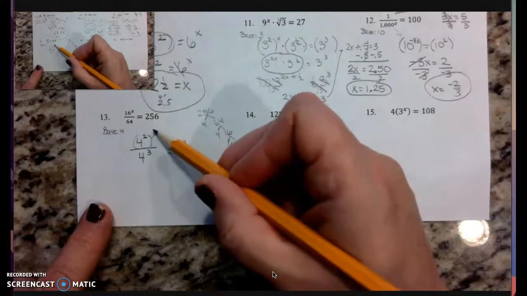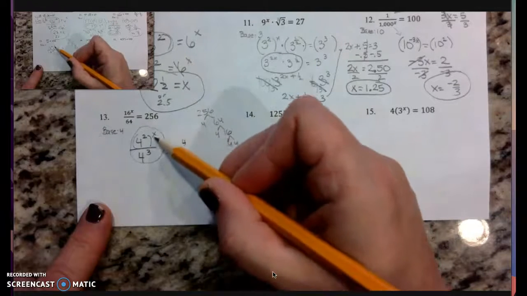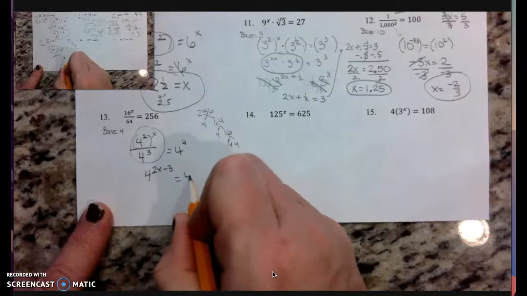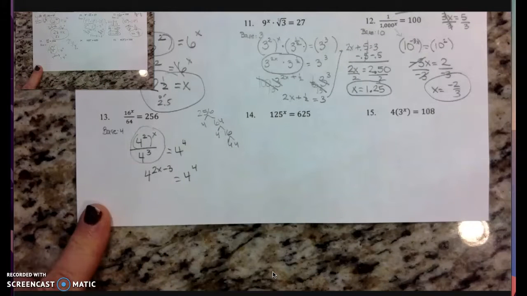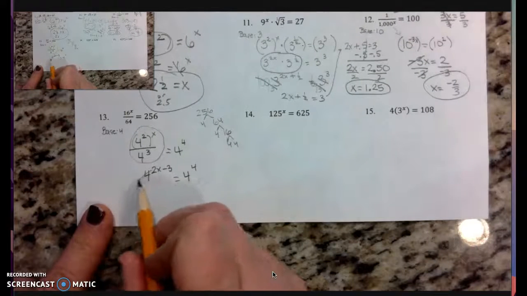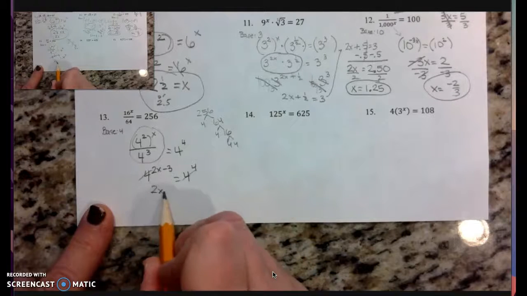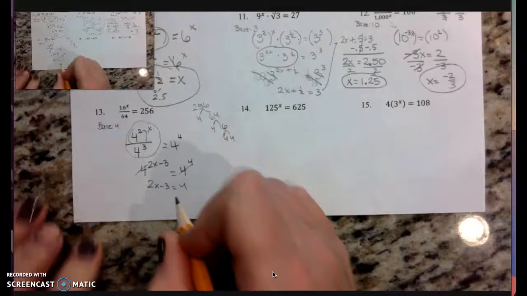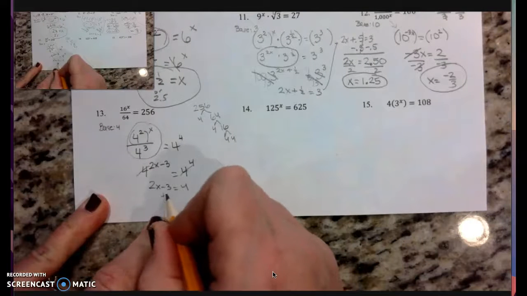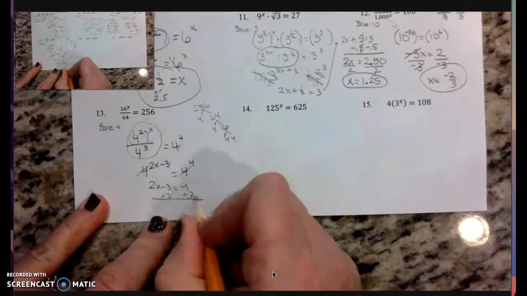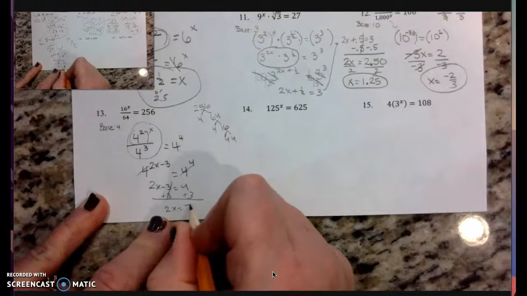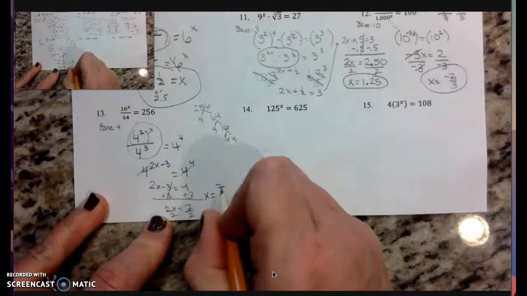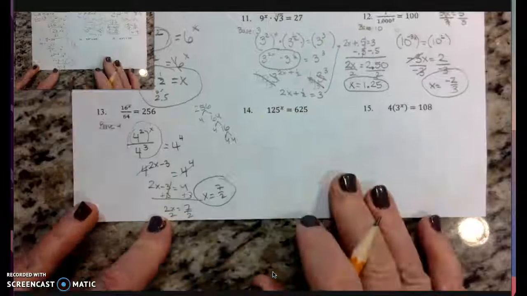Okay. I have to make this one base. Dividing means subtract. So this will be 4 to the 2x minus 3 equals 4 to the 4th. Log 4 will cancel and cancel. 2x minus 3 equals 4. Add 3, add 3. 2x equals 7. Divide by 2, divide by 2. X is 7 over 2, or 3.5 if you love decimals.